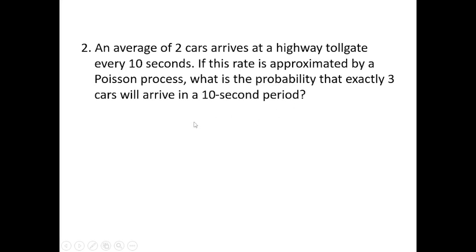Okay, so let's analyze. We have the given. The average is given. We have two cars arriving at the highway toll gate every 10 seconds. So that's the time interval, 10 seconds. If this rate is approximated by a Poisson process, meaning the random variable follows a Poisson distribution.